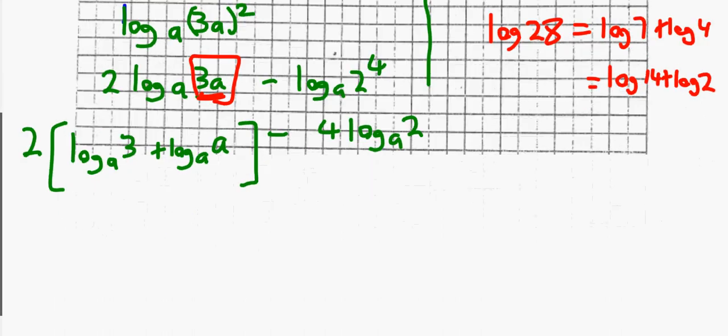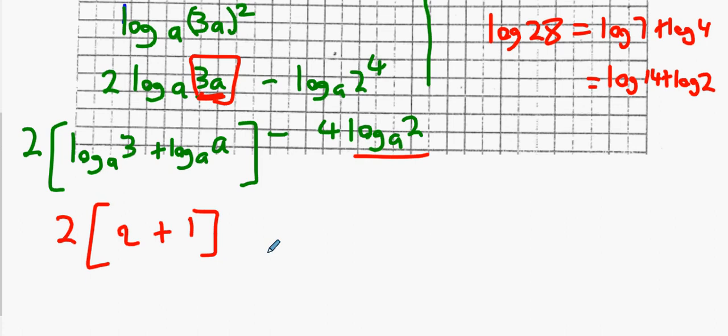What's any log by the same base? 1. And what is log 3 base A? Q. And what's log 2 base A? P. What do we get here? 2Q plus 2 minus 4P. Who got that out? Alright, we're going to pause here.